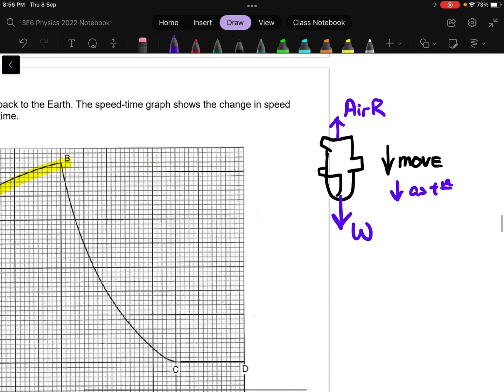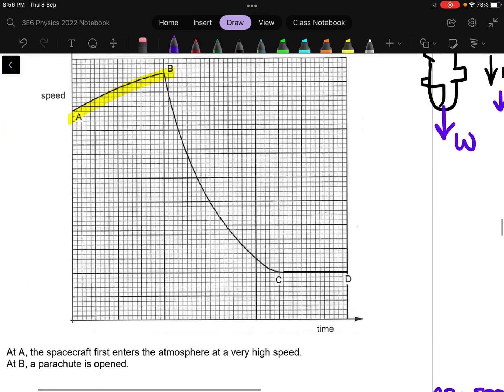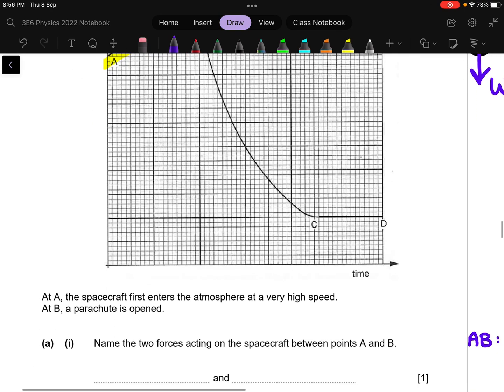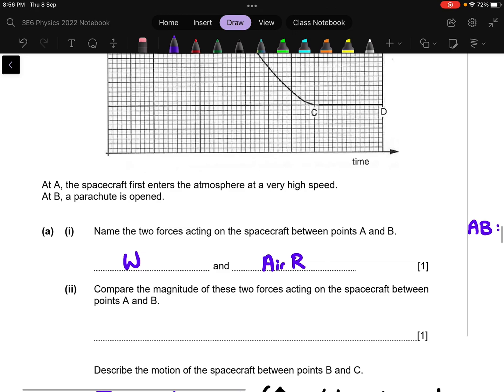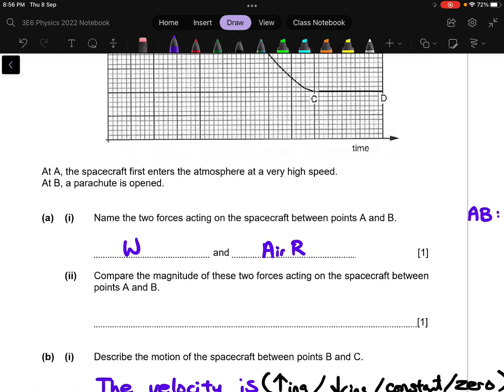So in A part 1, I have to name two forces acting on the spacecraft, and I hope that just by looking at this, you would know. In fact, for my class, everyone got this correct, so I'm not going to cover much. But you need to spell it out in full. For me, I will just write the short form. So it's weight and air resistance.